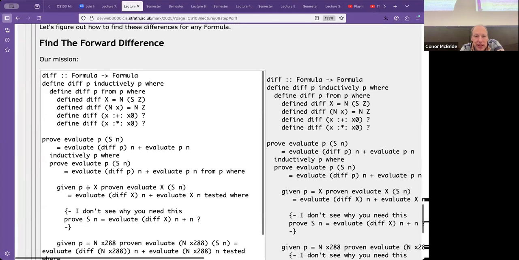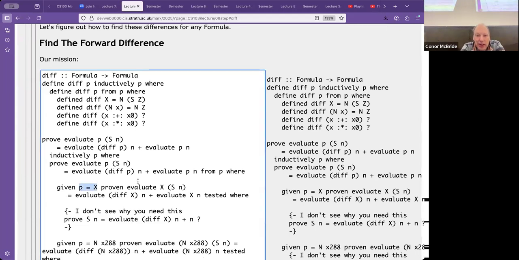So the first case was that P is equal to X. So we just have a variable, right? And then we needed to prove that if we evaluate X at the successor of n, we get the difference of X at n plus X at n. X at n is just n, whereas this is n plus 1. So the difference here should be the difference between n plus 1 and n.